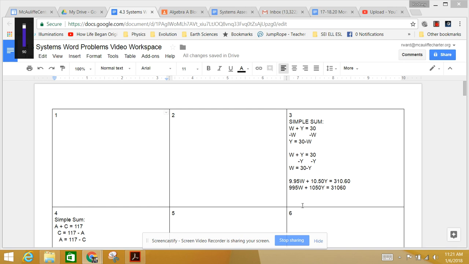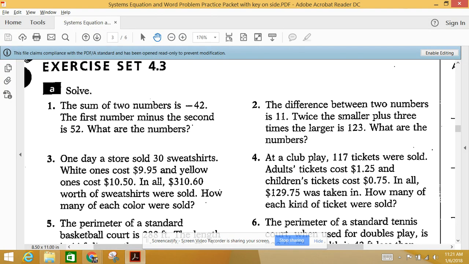Okay, time to do some other types of systems word problems. I'm going to pick a couple of very simple "I'm thinking of a number" type problems. I'm going to pick number 1 and 2 from the 4.3 exercise set.